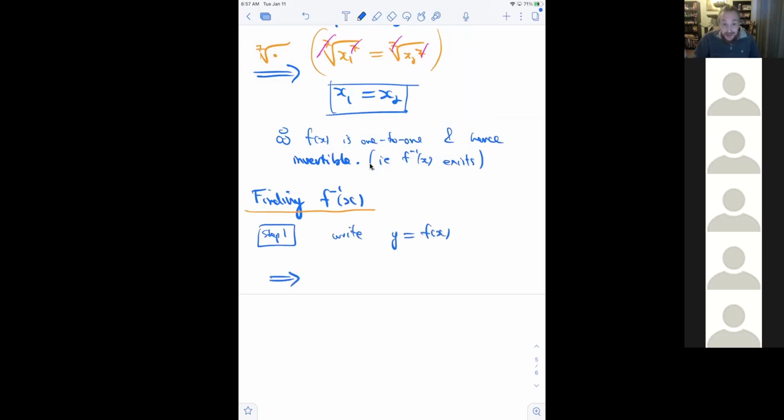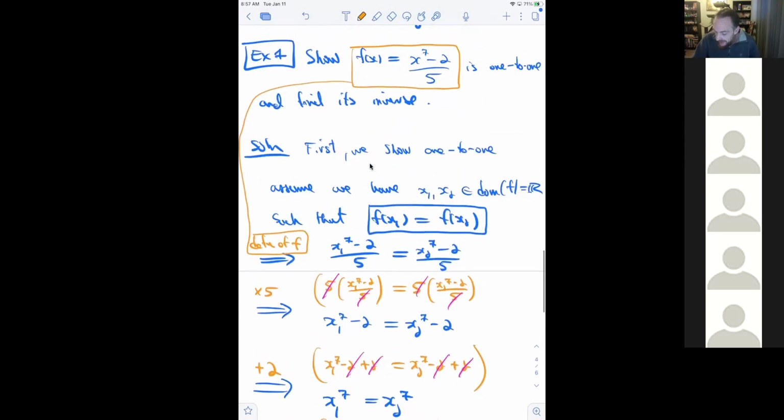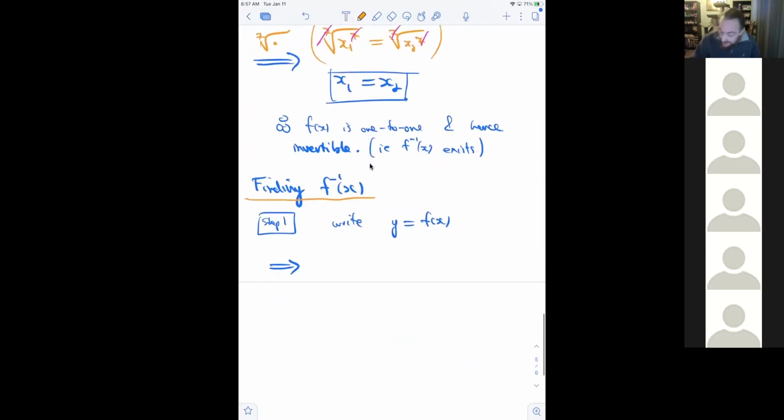What does that mean? It's the same steps even here. What did I use? I said I had to show f of x1 equals f of x2. How do I get a starting point? Well, the definition of f. That says I should be writing y equals x to the 7 minus 2 over 5, because that's f of x in this case.